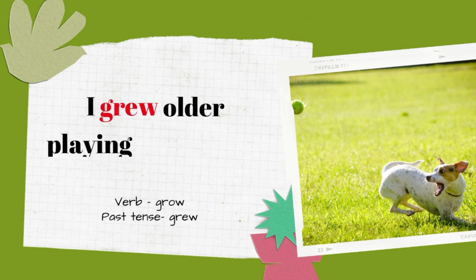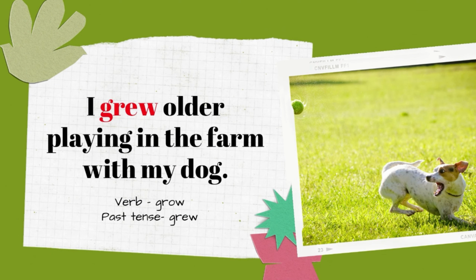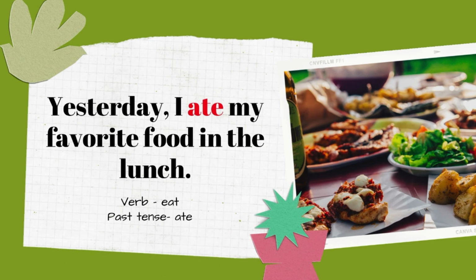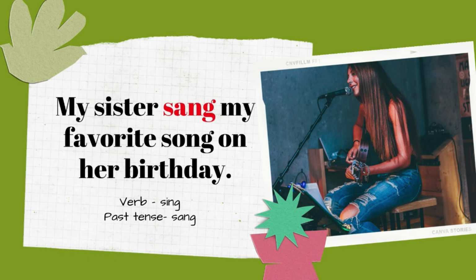I grew older playing in the farm with my dog. Grew, right? Grew becomes grew. Yesterday I ate my favorite food in the lunch. My sister sang my favorite song on her birthday. Now that's really sweet, yeah? So these are the example sentences, and you can also try making some sentences using these verbs on your own.